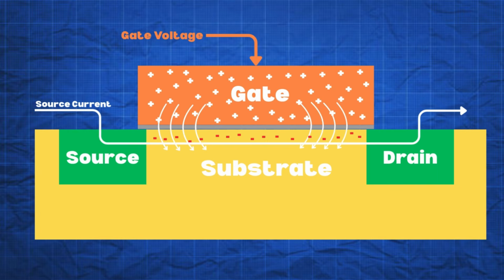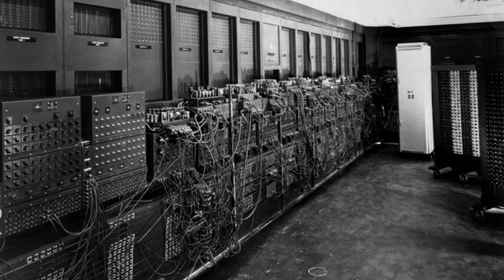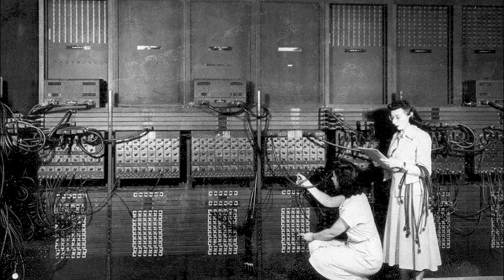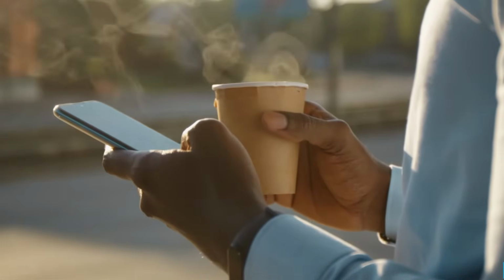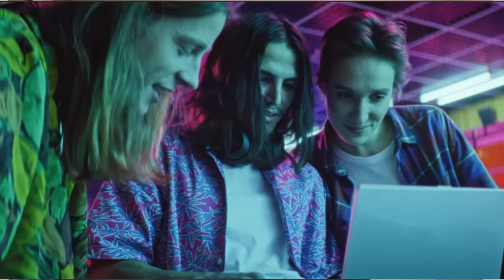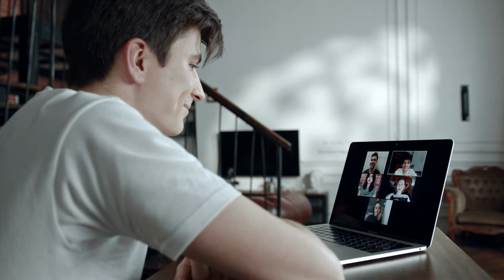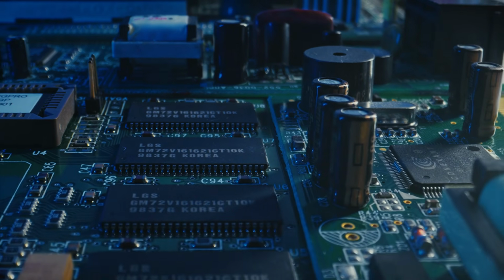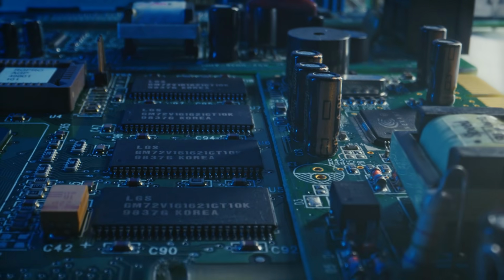From the humble beginnings of the ENIAC, which took up 28 square meters of space, to phones that fit in our pockets, all this scaling down in a span of less than 100 years. So the next time you're using your phone or while watching this video, remember that there are billions of transistors at work behind that screen.